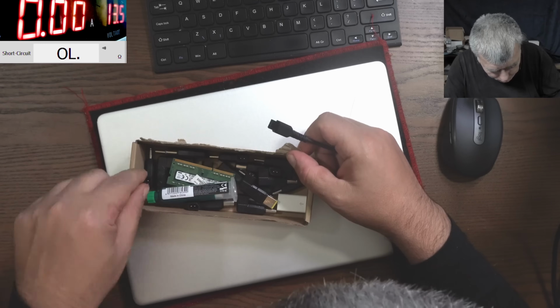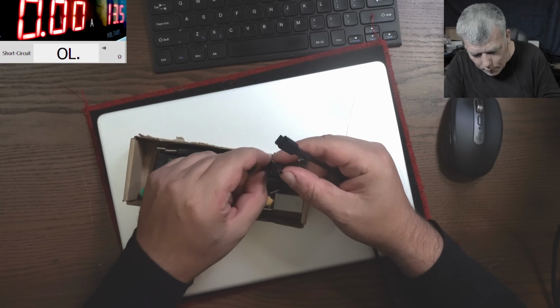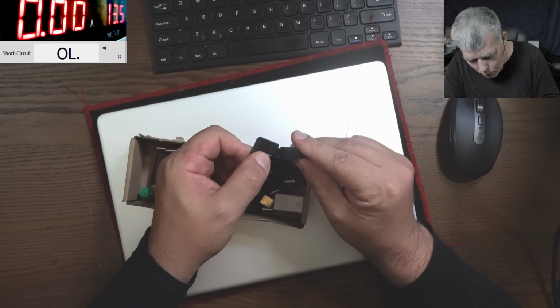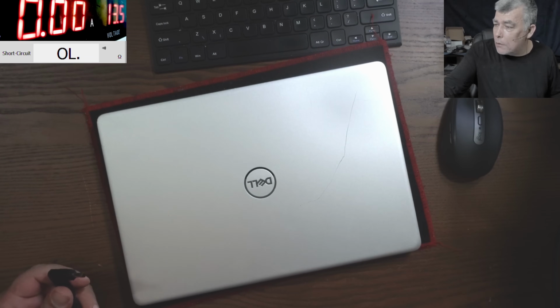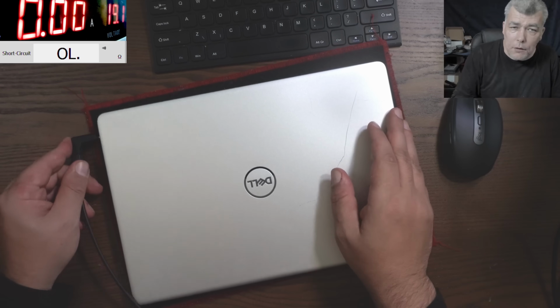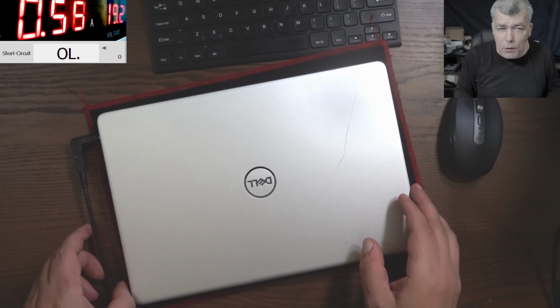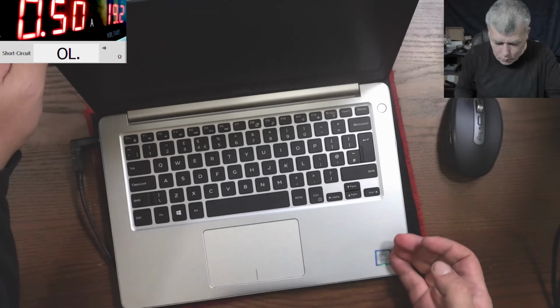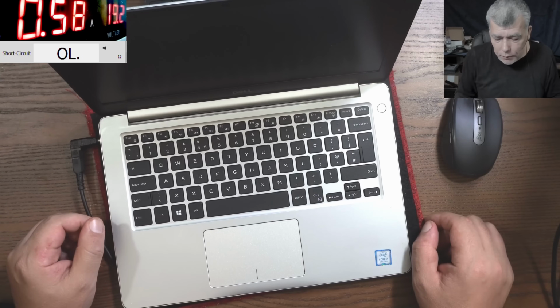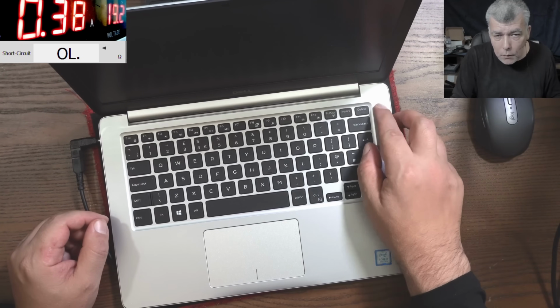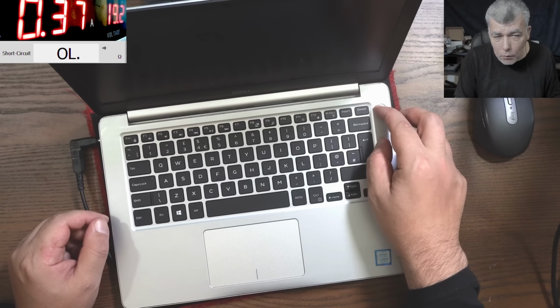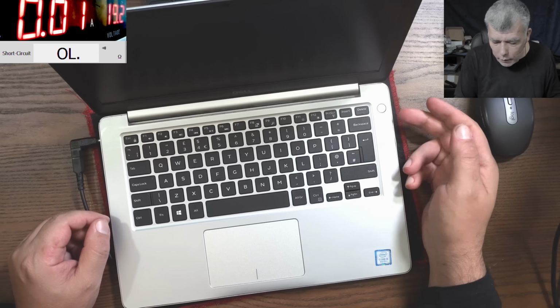So we need a Dell connector. Yeah, that's the one. We need 19 volts. Good. Plug in the charger. It's working. 500 milliamps. The fan is spinning at full speed. It's going off.